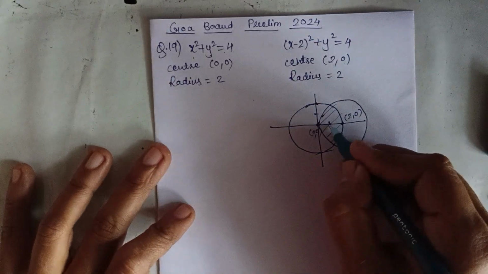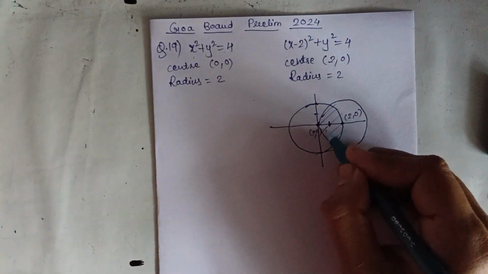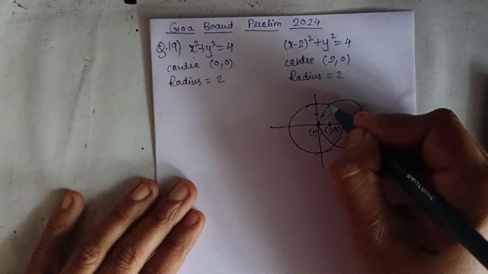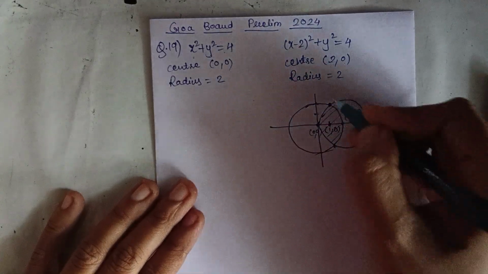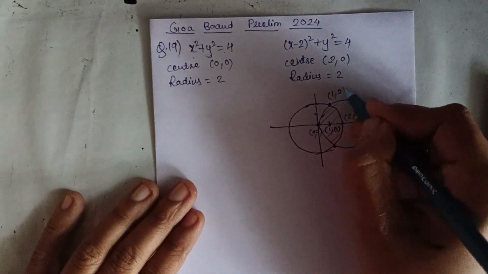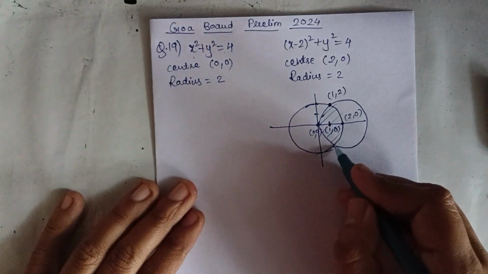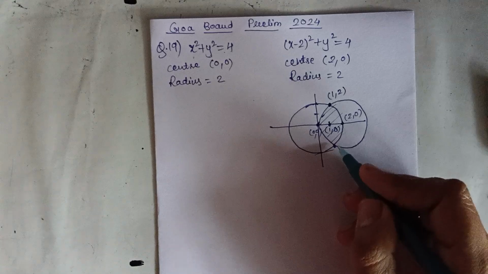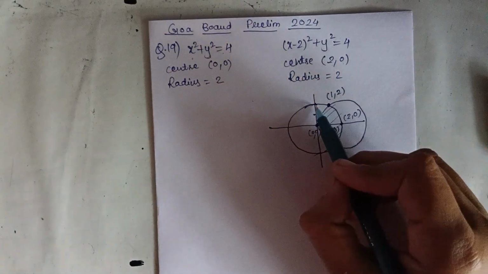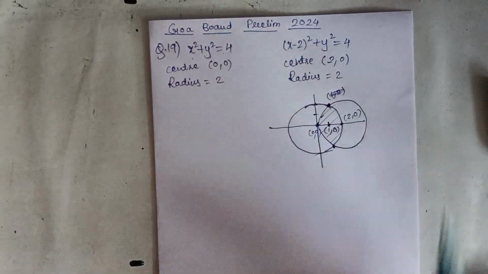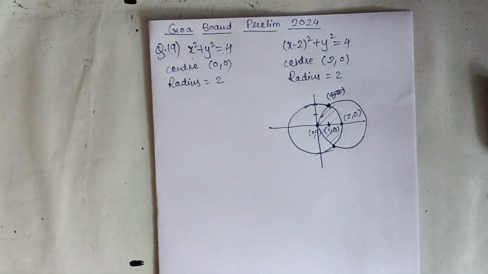This point is 1 comma 0. You have to find this point. This is 1 comma 2, right? This point we have to find. It's not 1 comma 2. This comes here. This point, we have to find these 2 points.